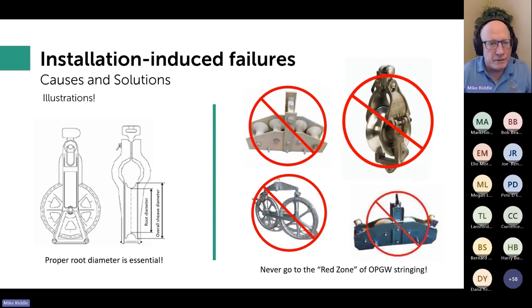It's not additive. So it doesn't matter that you have 4 rollers here. You could have 10 rollers, as I say. If they're too small, they're too small. It doesn't matter how many of them there are.